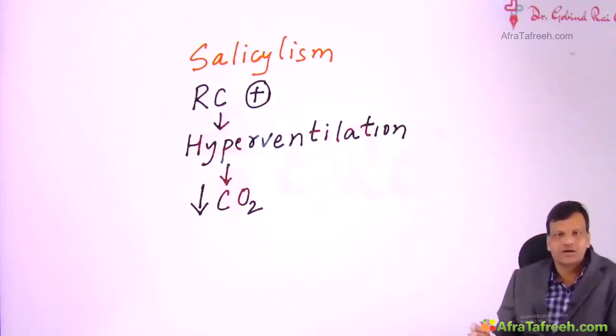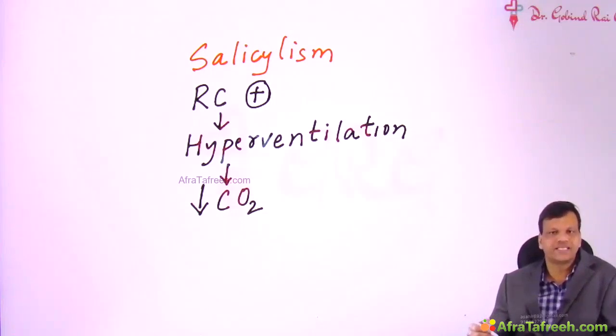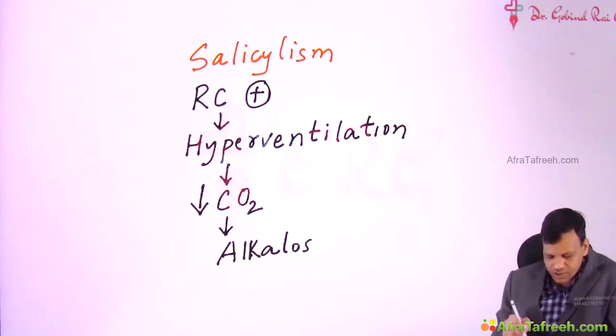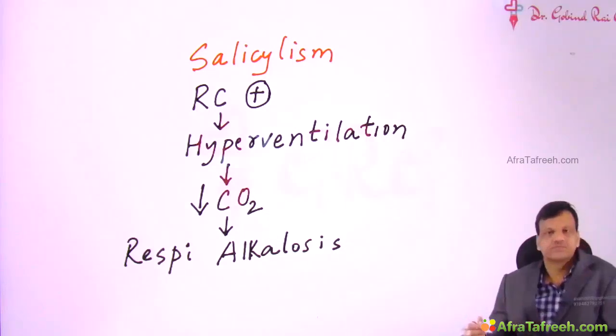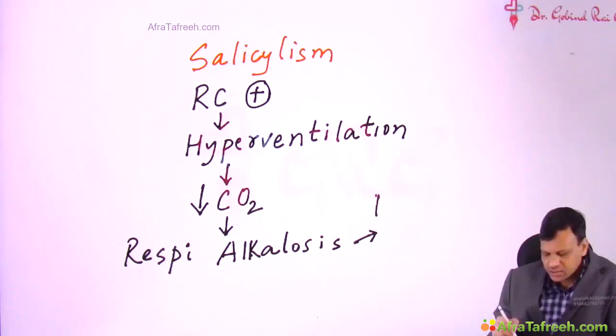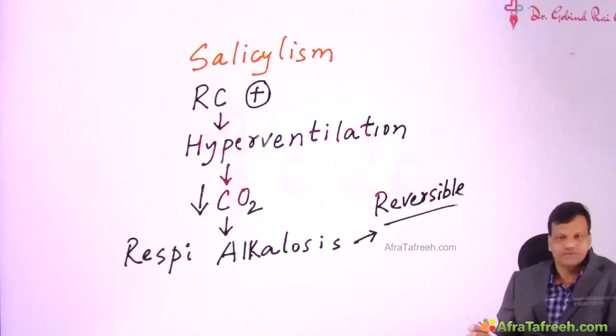Remember, carbon dioxide combined with water forms carbonic acid, which helps in generating the acidic medium. So when carbon dioxide is less, it results in alkalosis. Because it is due to a respiratory problem, it is called respiratory alkalosis. Till respiratory alkalosis, aspirin poisoning is reversible. That means if we stop giving aspirin, it will reverse back. Salicylism is reversible aspirin poisoning.